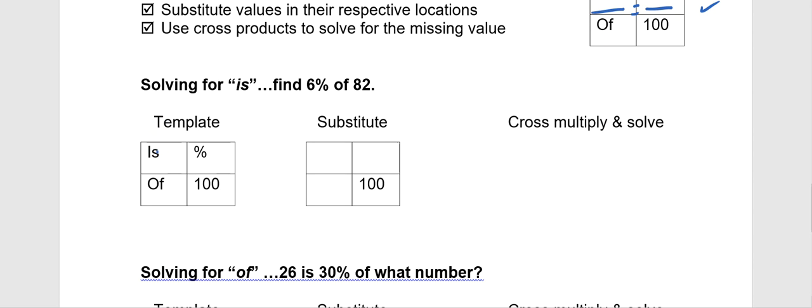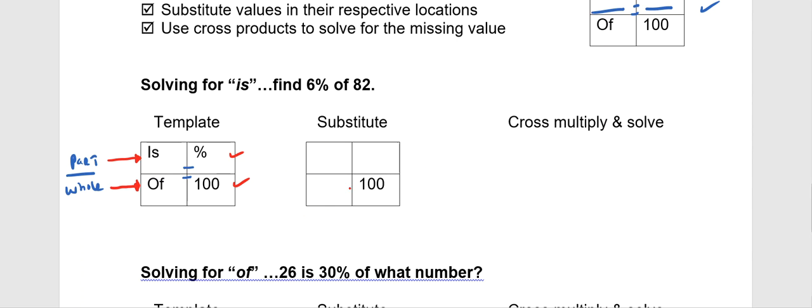Again, the template that I use is referred to as is over of. And if you want, you can say is equal to percent over 100. Now, some of you might be familiar with this in a slightly different way. Some teachers like to refer to this as part to whole. And in that case, the part is the equivalent of the is, and the whole is the equivalent of the of. And it is still equal to the percent over 100. So whether you're dealing with is, of, percent, 100 or part, whole, percent, 100, it serves the same purpose.